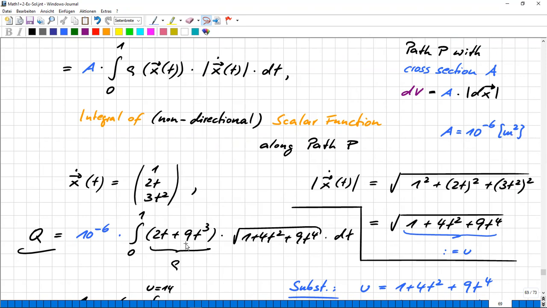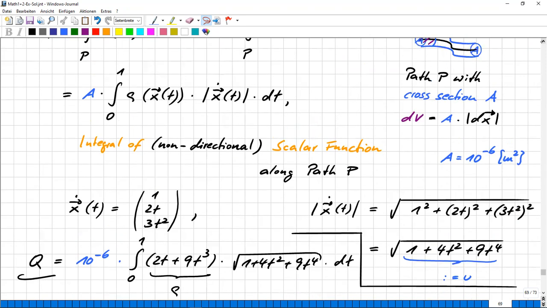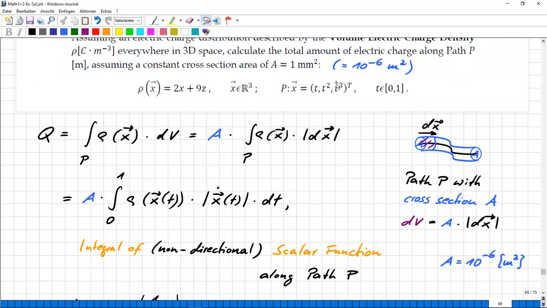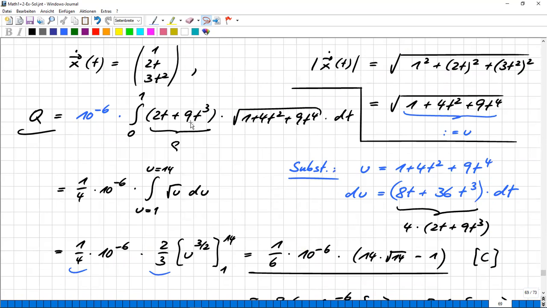Then integrating, what is this? That's important. We have, as we said, to insert points in space lying on the path into the vector field. Much the same technique as in the exercise before. So use t for x, use t squared for y, and use t cubed for z. So that's why I put 2 times t here, because t has to be used for x, plus 9 times z, and the z coordinate is t cubed. So in the end, I get 2 times t plus 9 times t cubed. That's what I have here. And then times this square root expression.